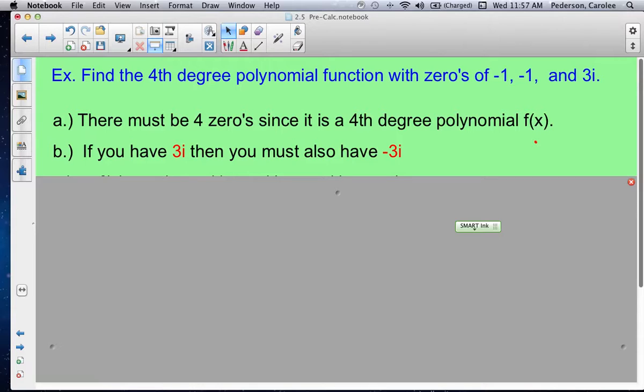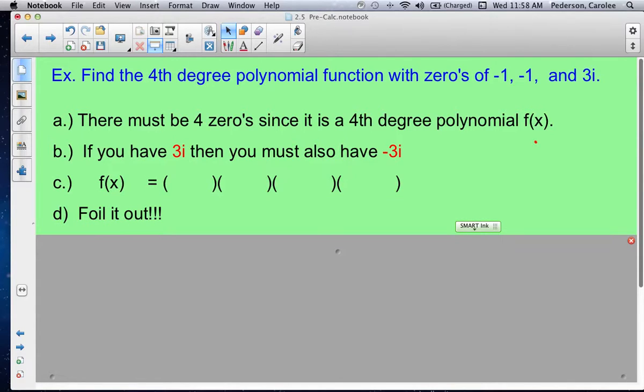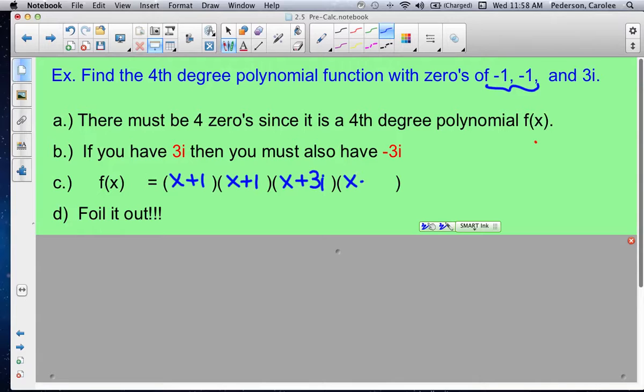So now we're going to write that function out. We want it to be 4th degree, so we have some multiplying to do. You're going to help me fill it in as a function in factored form. I have 4 parentheses. What's going to go in those parentheses in factored form? x plus 1, x plus 1. That takes care of these two. It's always opposite. x plus 3i, and then x minus 3i.